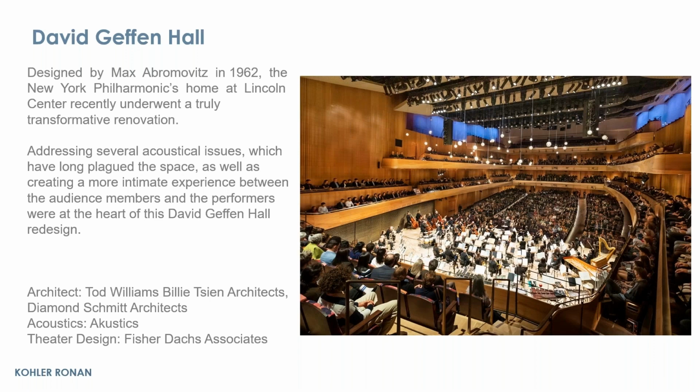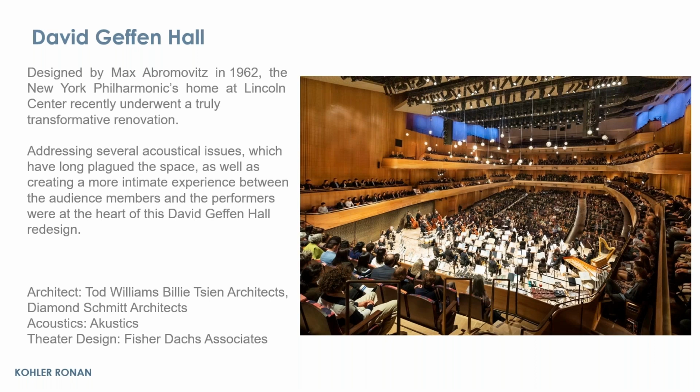The original space had a lot of acoustical issues, and they wanted to change all of that and create a more intimate experience for audience members as well. You can see in this picture the orchestra sitting right in the middle, surrounded all around by audience members. That was the whole design approach. The architects on this project were Diamond Schmidt and Todd Williams Design. Acoustics was provided by Acoustics, theater design was Fisher Dachs Associates, and Kohler Ronan provided the mechanical, electrical, plumbing, and fire protection services.